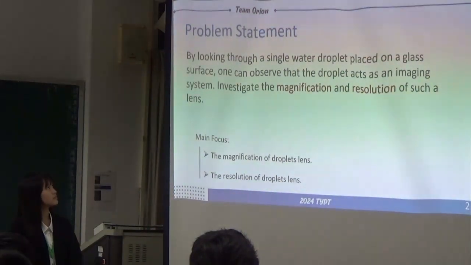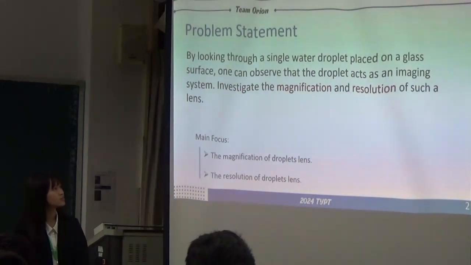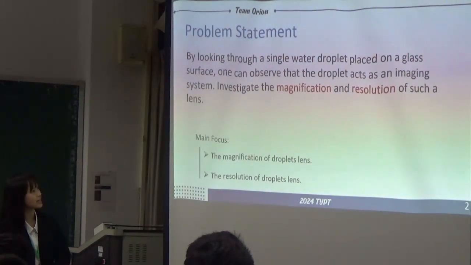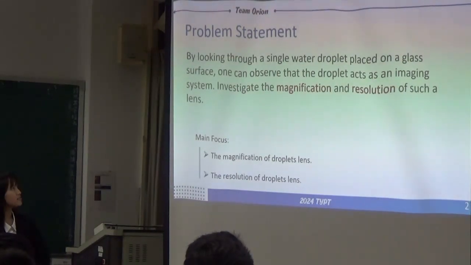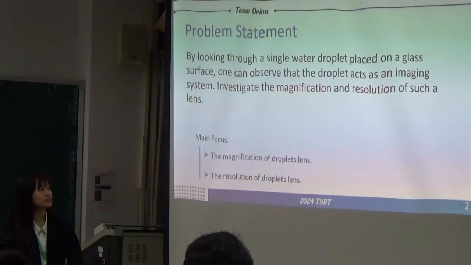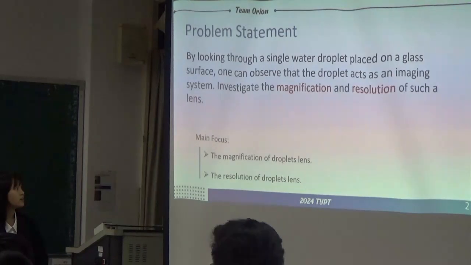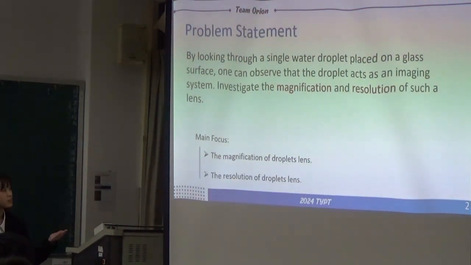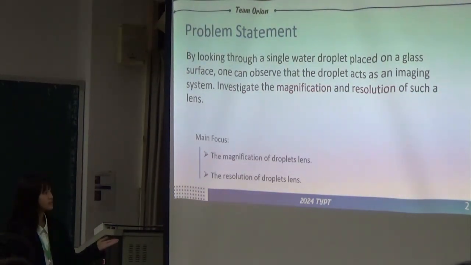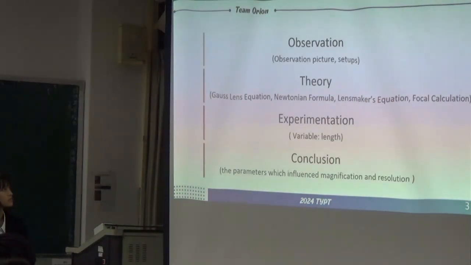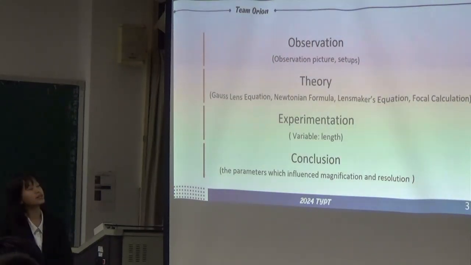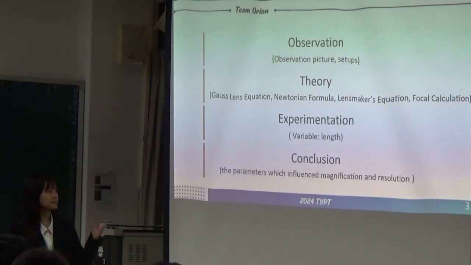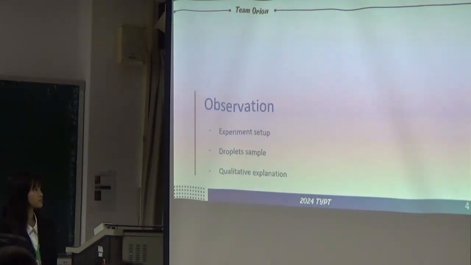By looking around a single water droplet placed on a glass surface, one can observe that the droplet acts as an imaging system. Investigate the magnification and the resolution of such a lens. So here's the main focus. First, the magnification of the droplet lens. Second, the resolution of the droplet lens. This is the outline of my presentation. Firstly is the observation, then theory, experimentation, and the conclusion.